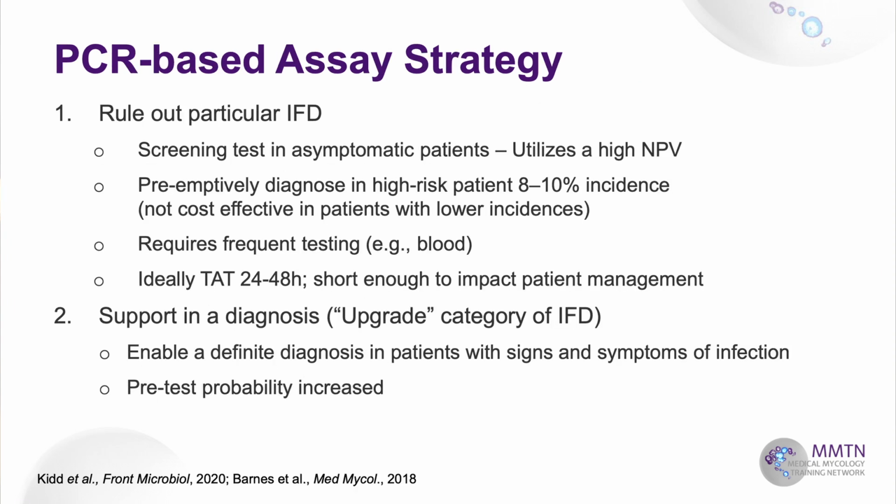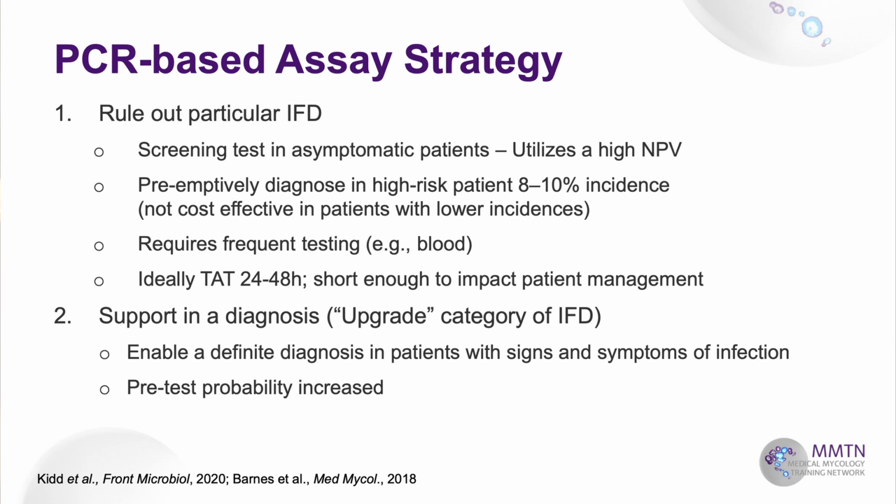So if we just look at PCR-based assays, which is all I'll be talking about today, you can use them in two different ways. And depending on which way you want to use them, it helps you determine what type of specimen you might actually be using and how often you may test. So if you're using it to rule out a particular disease, you want to use it as a screening test in asymptomatic patients and really utilise the high negative predictive value of these assays. In this way, we want to use it to preemptively diagnose infection in high-risk patients.